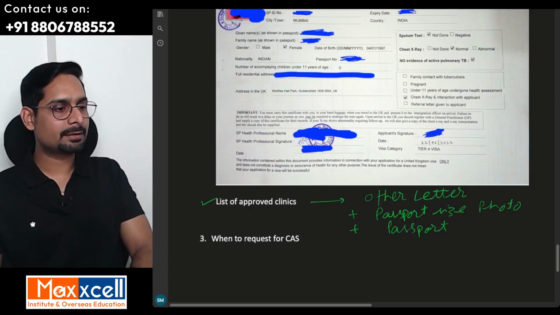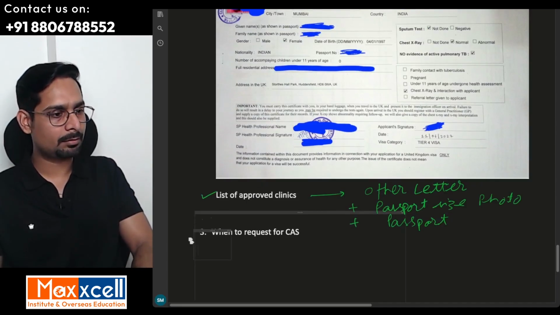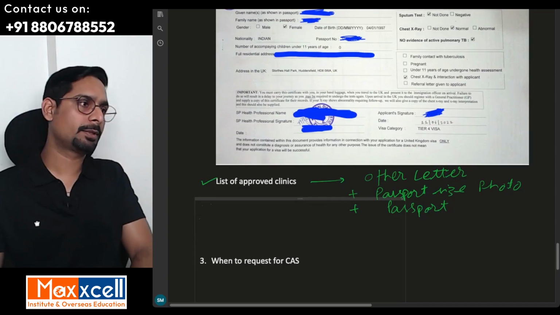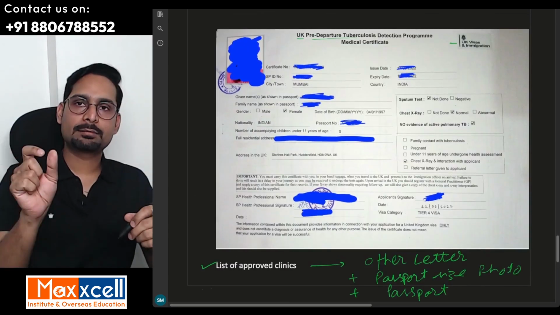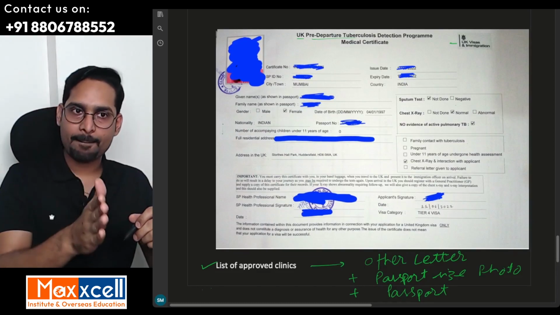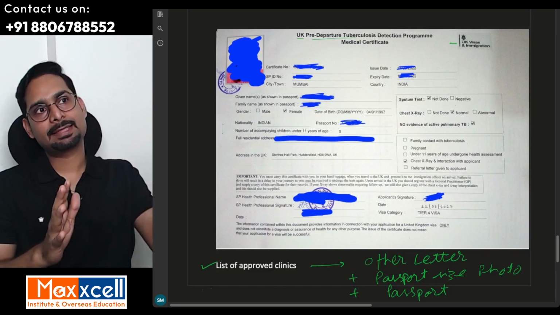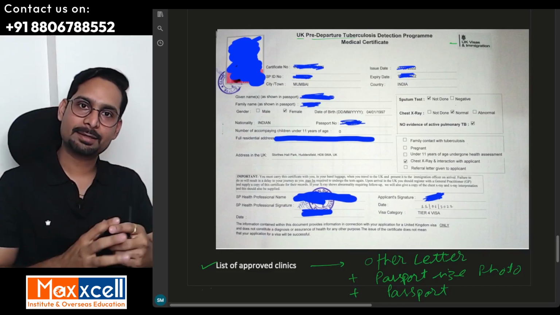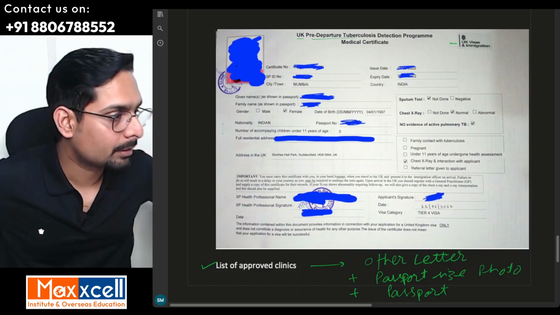You will get this TB test report usually within 24 hours. Say if you're going to Mumbai, Bangalore or Pune for the TB test, you go on day 1, but go early in the morning, and you might get the TB test report by evening itself, or at most the second day. So this is required.